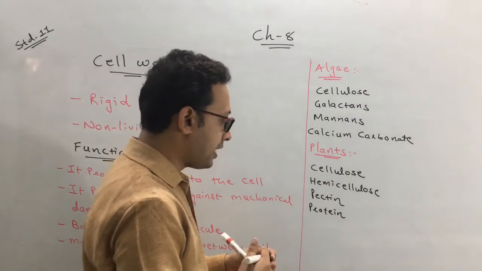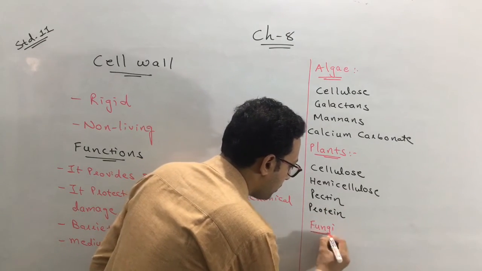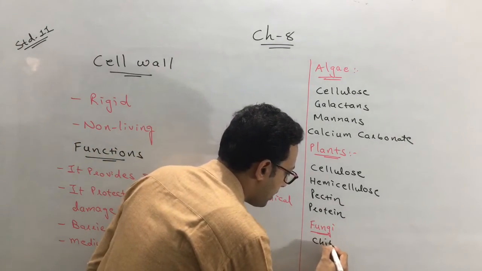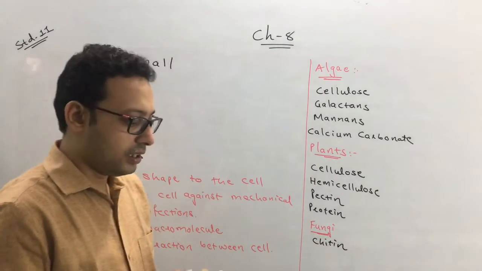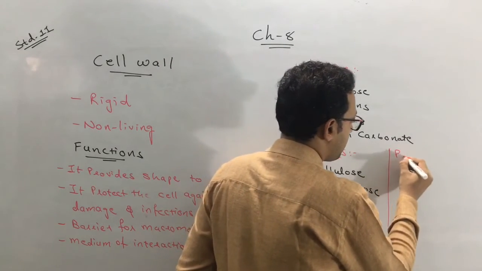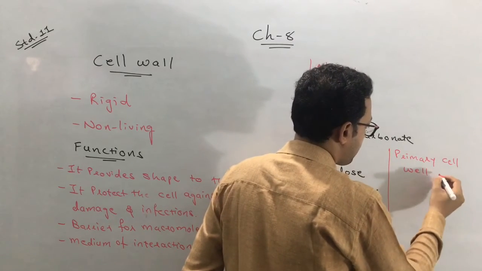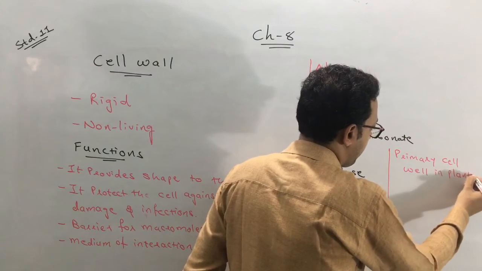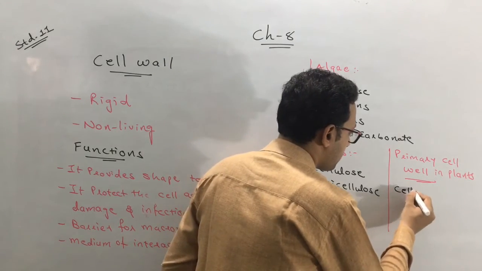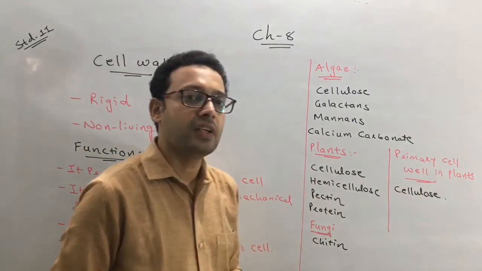Now when you are talking about the fungi, fungi also possess a cell wall. The fungal cell wall is made up of chitin. Next, when you talk about plants, the primary cell wall in plants is made up of just cellulose.